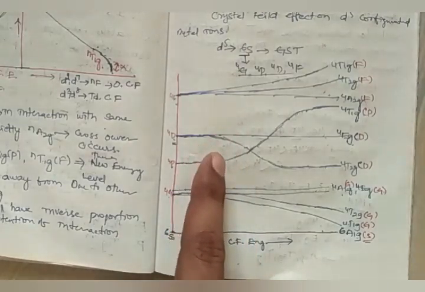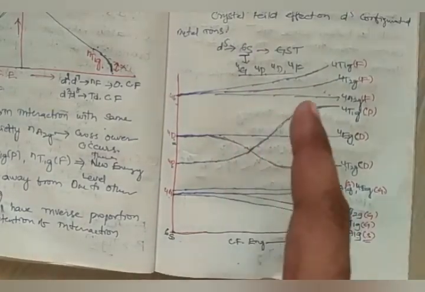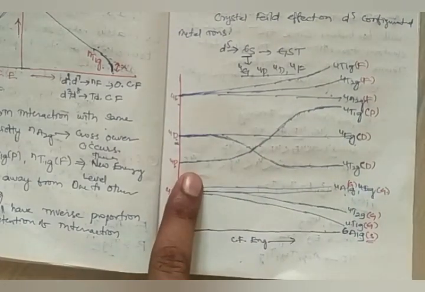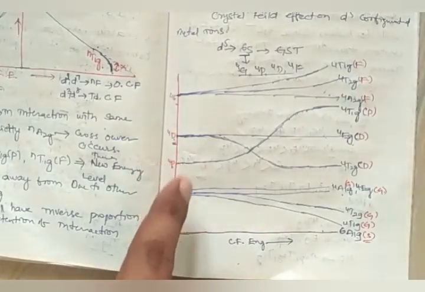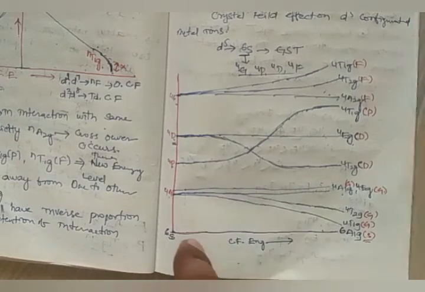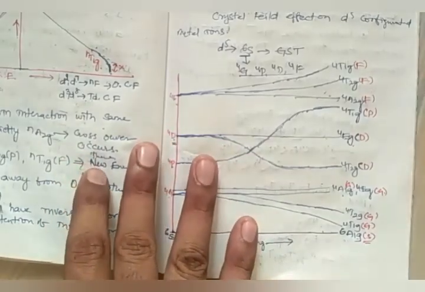And another thing is, this diagram can be adapted in an octahedral crystal field as well as in a tetrahedral crystal field. There are no major differences observed between an octahedral crystal field and a tetrahedral crystal field. So this is how we can explain the Orgel diagrams.